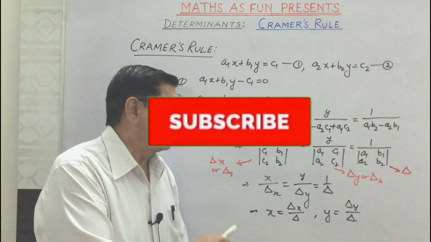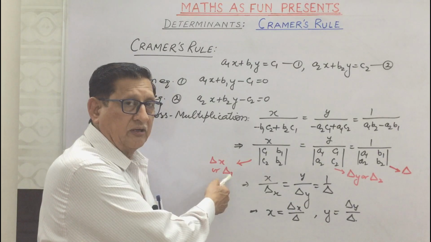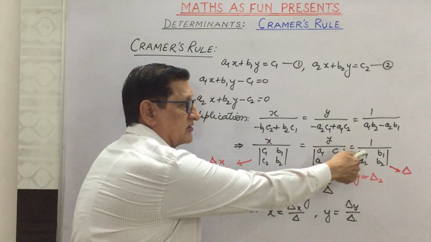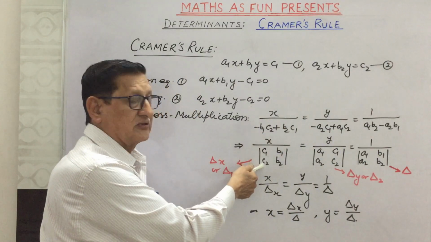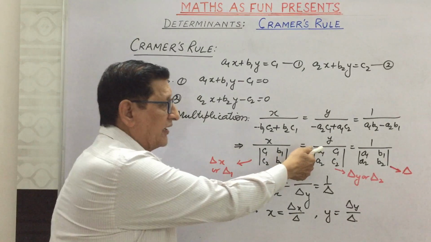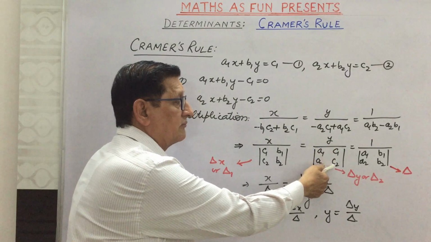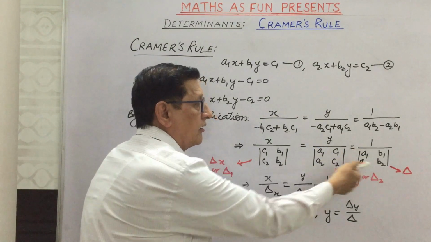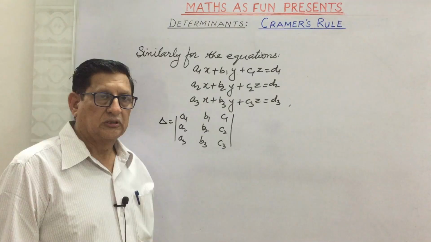Here we have to remember one thing: to obtain delta x or delta 1, what we do? We replace the first column of delta, the coefficients of x, by c1, c2. And to get delta y, we replace the second column, that is the coefficients of y in delta, by the constant terms, that is c1 and c2.